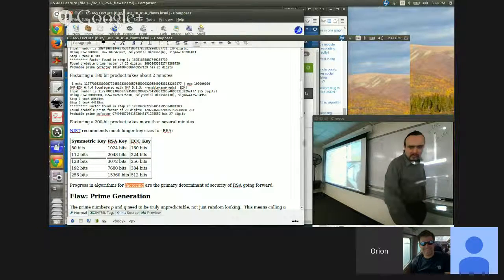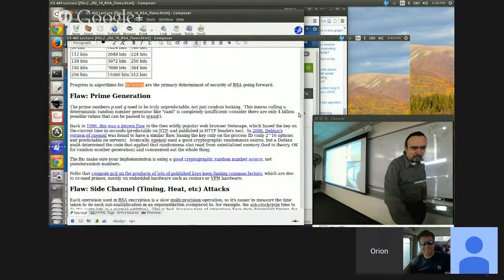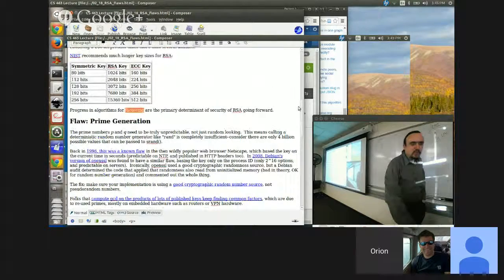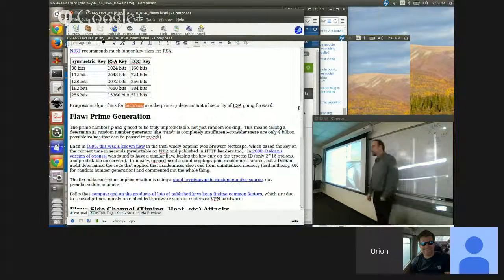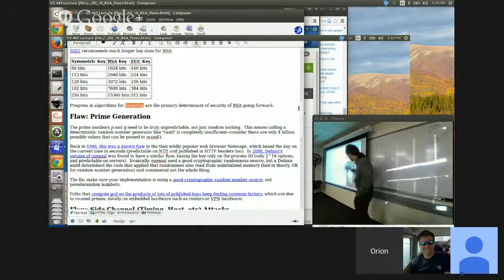The other big one, and we talked a little about this: if you're trying to generate prime numbers, you have to generate them so that you can't figure out what they're going to be. Did we talk about both of these, or only one, or am I hallucinating either of these? So 1996, Netscape browser. It basically just seeded the random generator with the current time. That was kind of considered, yeah, what the heck, why not? And then generated the primes.